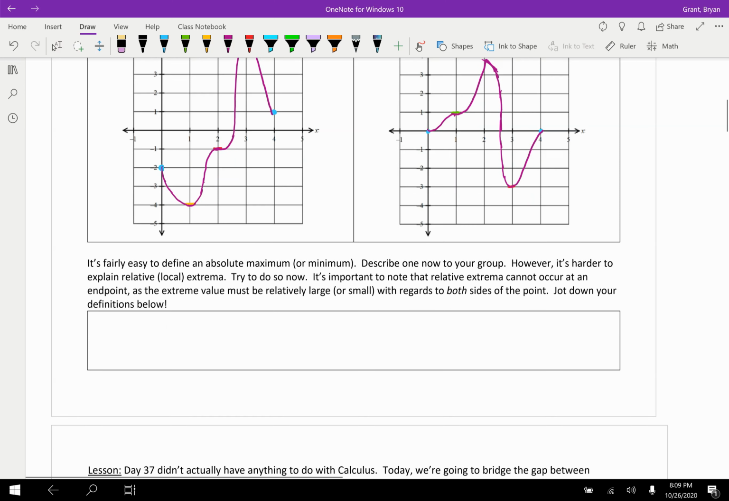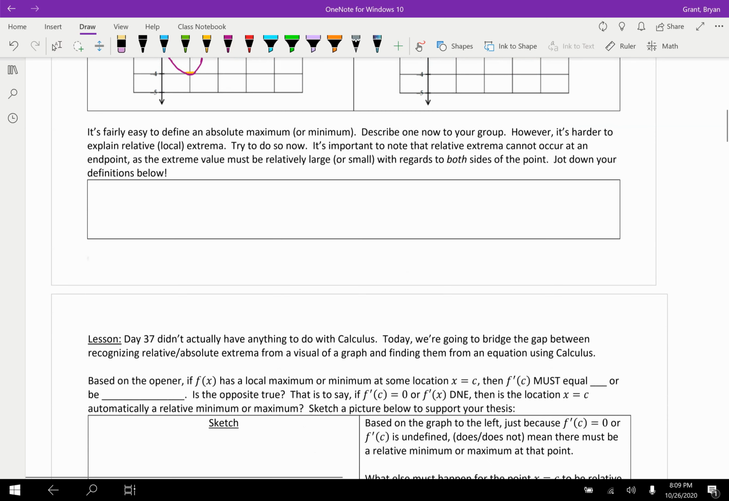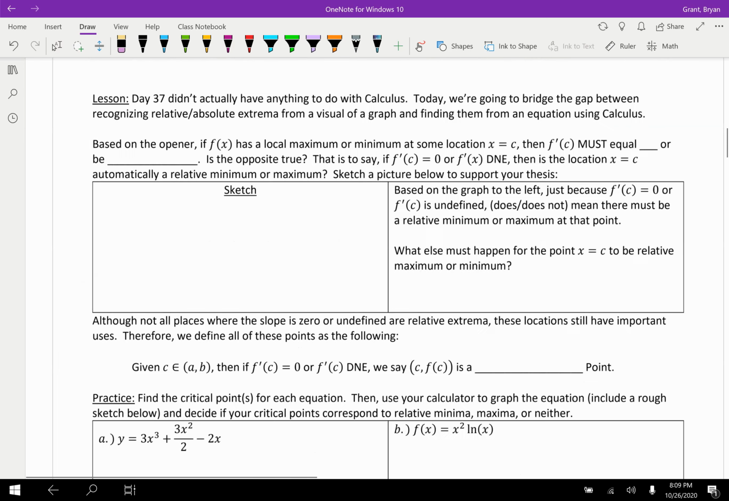And so once you've jotted down your ideas, we're going to again discuss what we're doing for the next few days. So realize that day 37 didn't actually have anything to do with calculus. The extreme value theorem said closed and continuous. There's no calculus there, right? Calculus has to involve a limit, a derivative, or an integral. So what we're going to do today is have an idea of how to use calculus to define absolute extrema. And then over the next couple days, we're going to work on using calculus to define relative extrema, because it turns out that's a little bit harder.